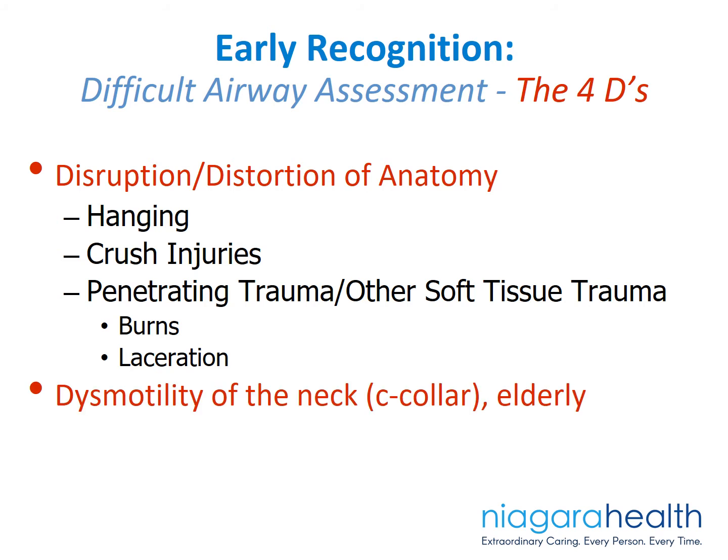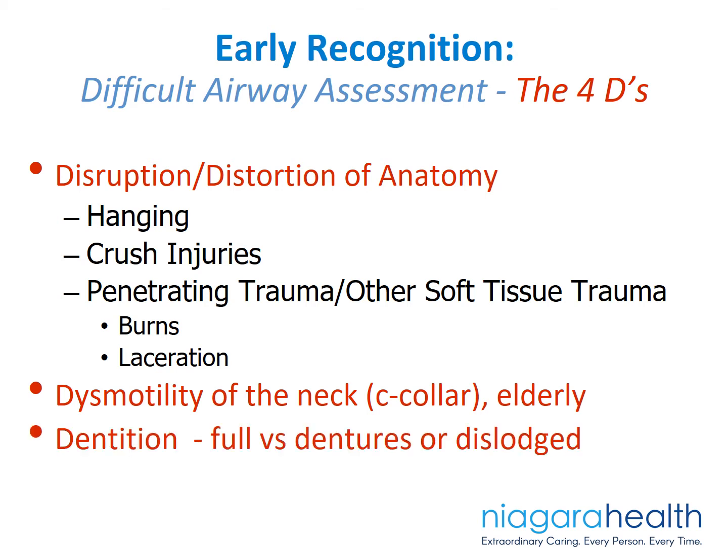Dysmotility of the neck. In order for you to actually be able to get a decent view, the neck has to be able to extend. Well, if you're an elderly person and have lots of arthritis, it's going to make it impossible for things to extend. And if you have a neck collar on and C-spine immobilization, you can't really extend the neck, so that automatically makes your ability to intubate difficult.